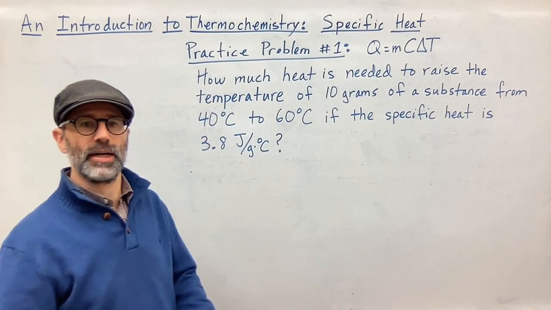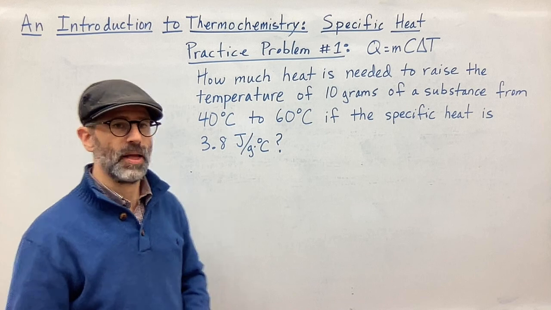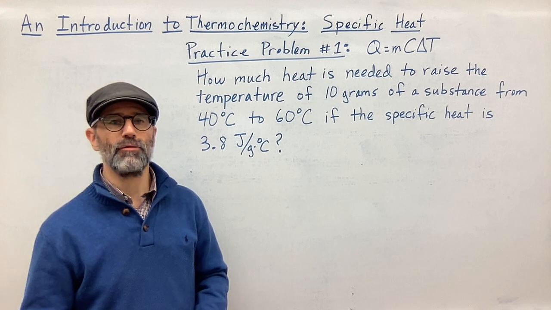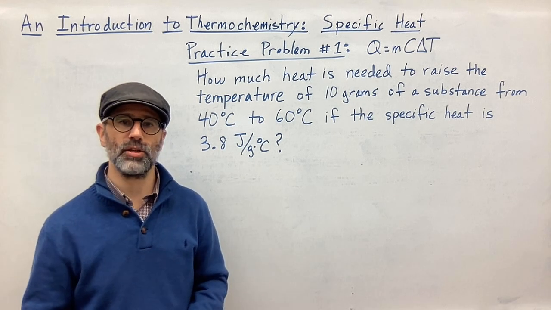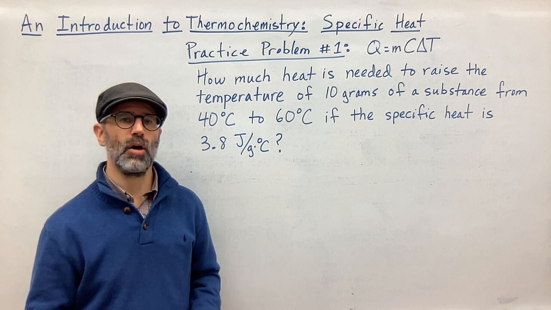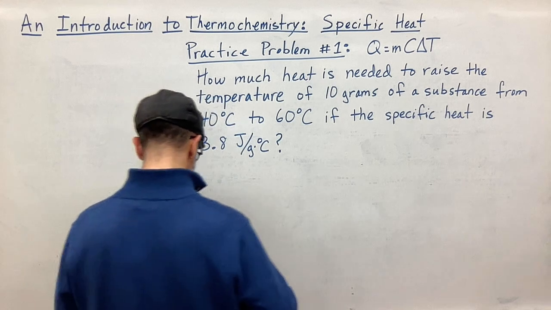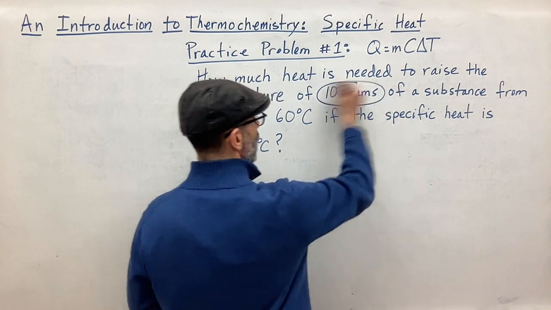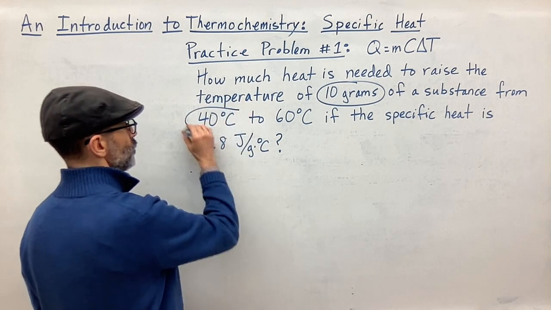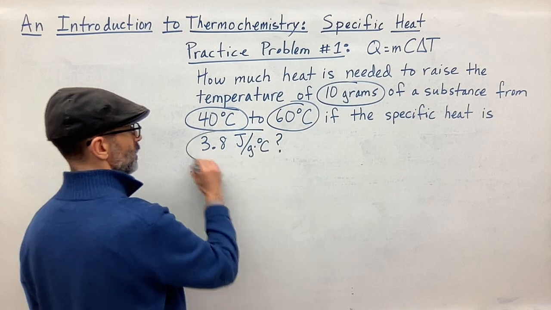Okay, so here's our practice problem number 1 using our Q equals MCΔT equation. We're asked how much heat is needed to raise the temperature of 10 grams of a substance from 40 degrees Celsius to 60 degrees Celsius if the specific heat is 3.8 joules per gram degree Celsius. Okay, so let's list our information. We're given the mass, 10 grams. We've got our initial temperature, our final temperature, and our specific heat.